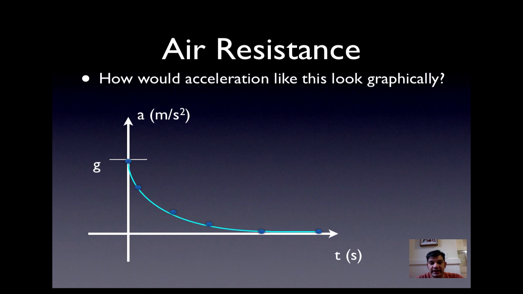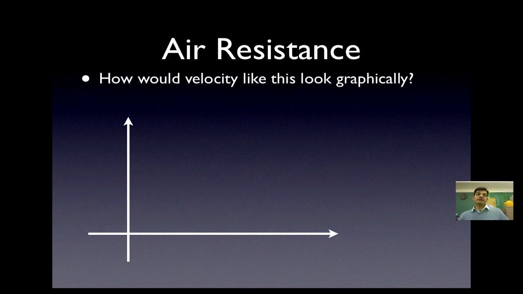And again, you start off with a really high acceleration, and that levels off to 0 meters per second squared as time approaches infinity. So that's an asymptote. Okay. So the acceleration goes to 0. Okay. So now we ask the question, what would velocity look like graphically?